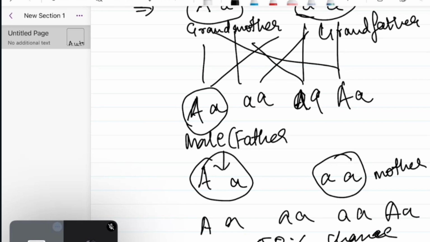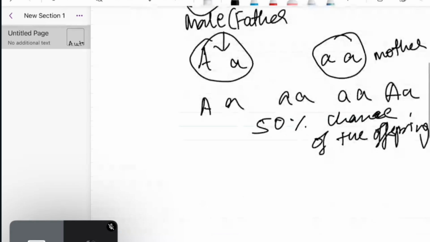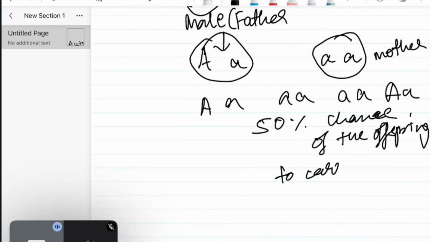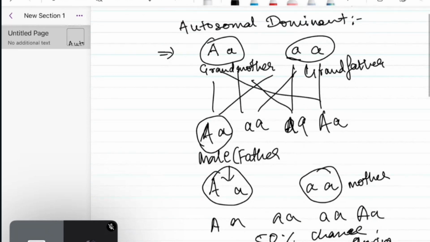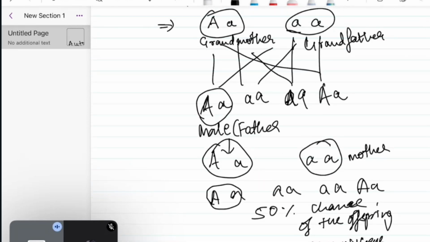of the offspring to carry the von Willebrand gene, which is the dominant gene, right? So this is what autosomal dominant inheritance looks like. So the girl mentioned in the question can either be this girl or she can be this child. So it is irrespective of the gender. But when we are considering an X-linked recessive condition, we have to take gender into account as well.